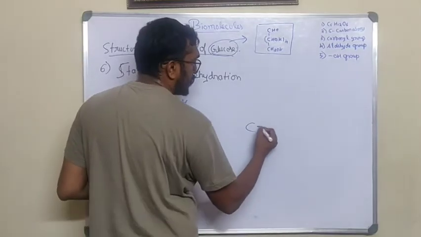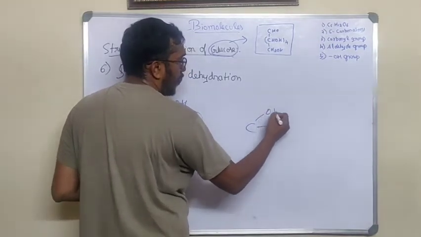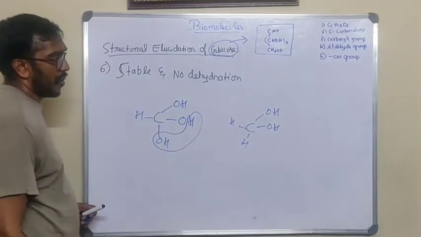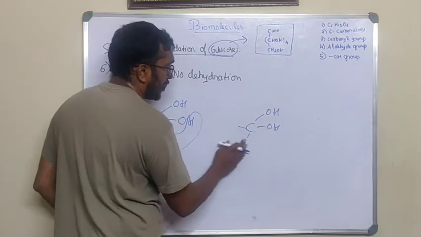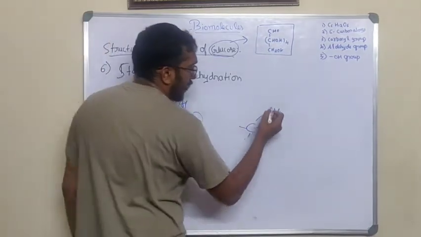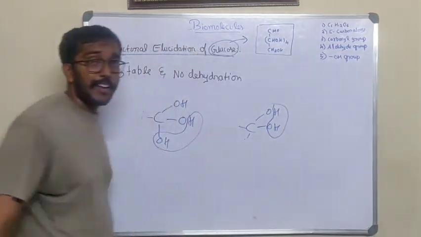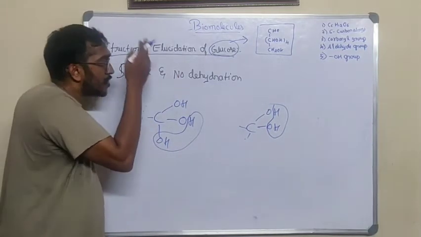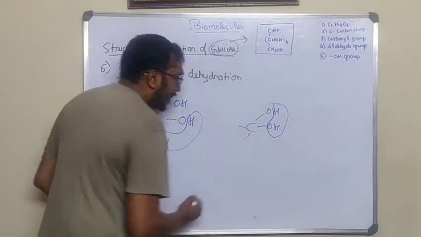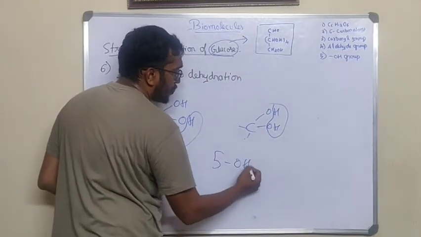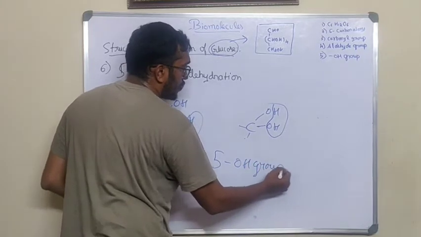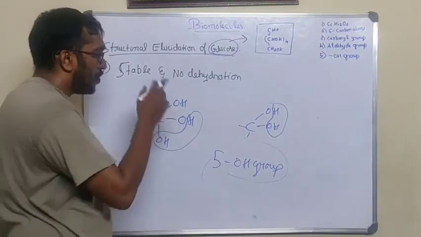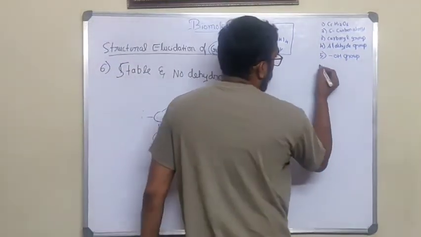If the same scenario, if the 2 OH groups are attached to the same carbon atom, this is just an example. So what will happen? The dehydration will take place. Since the glucose is highly stable and there is no dehydration, it is very clear that the 5 OH groups are present in different carbon atoms.